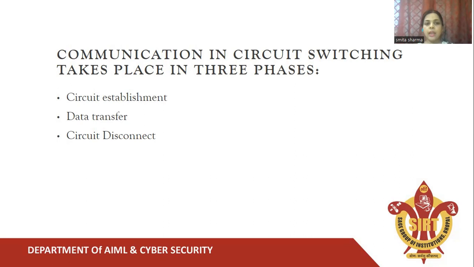In circuit switching, communication takes place in three phases. First is circuit establishment, second is data transfer, and third is circuit disconnect. In circuit establishment, the sender sends a request to the receiver, and then the receiver sends the acknowledgement. After that, the data transfer takes place. Once the data is transferred, the dedicated path is disconnected. That completes the third phase, circuit disconnect.